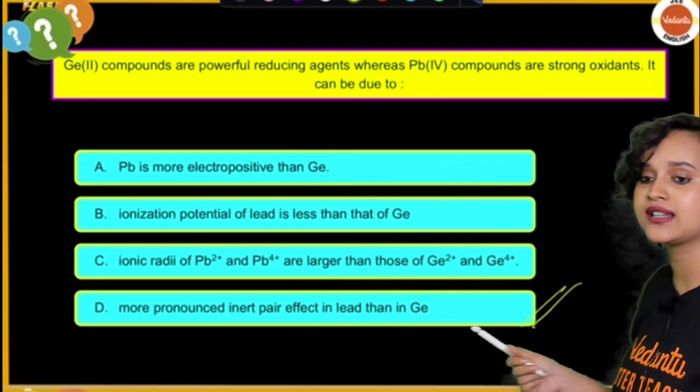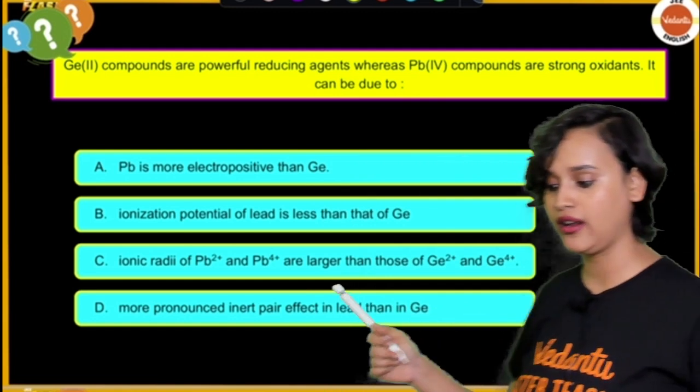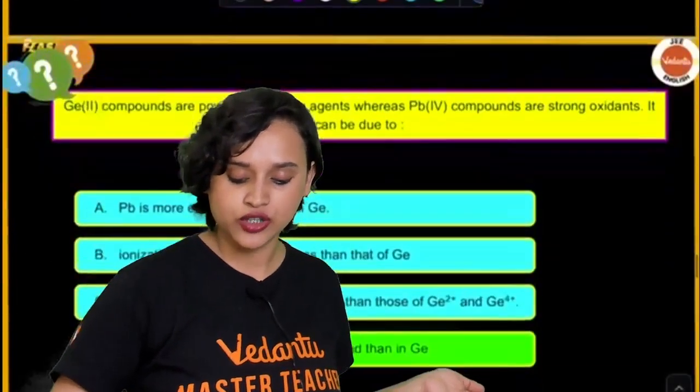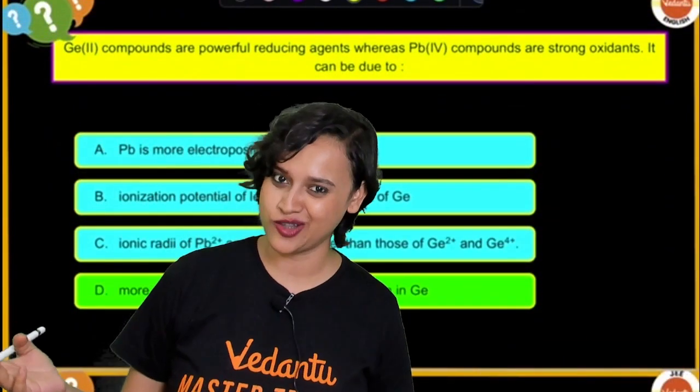Option D is the correct answer because there is a more pronounced inert pair effect in lead than in germanium. So yes, option 4 is our correct answer. See, we solved it.